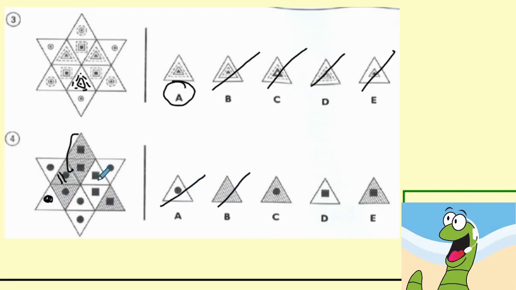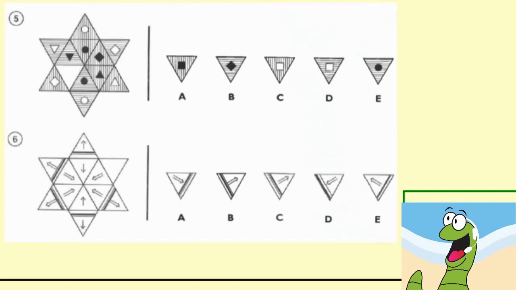Well, it alternates. It goes square, square, circle, circle. So what should our next pattern be? It should be a square. So circle, no, can't do it. No, because it needs to be shaded, and our answer is E. So let's go down to our next slide.